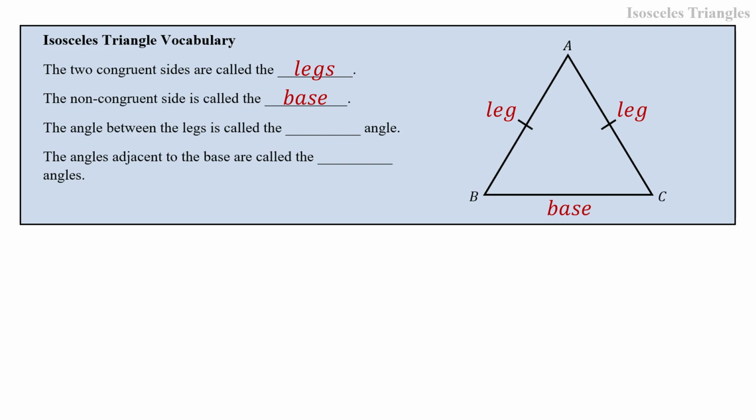The angle between the two legs is going to be called the vertex angle. So we're talking about this angle A up here. This is the angle that is in between the two legs, so that's going to be called your vertex angle. And then the other two angles that are next to the base are going to be called the base angles. Now there's only two rules here, and they're kind of related to each other. They're pretty simple, and we'll be done.